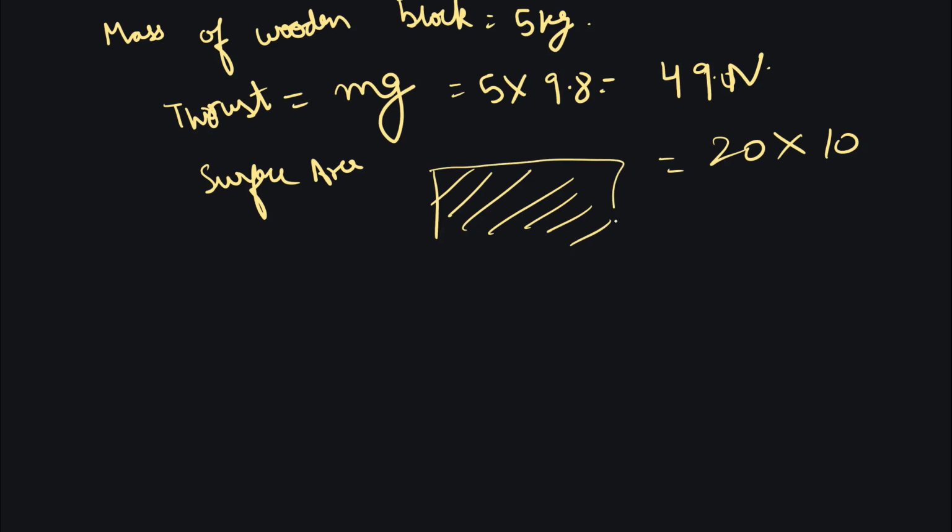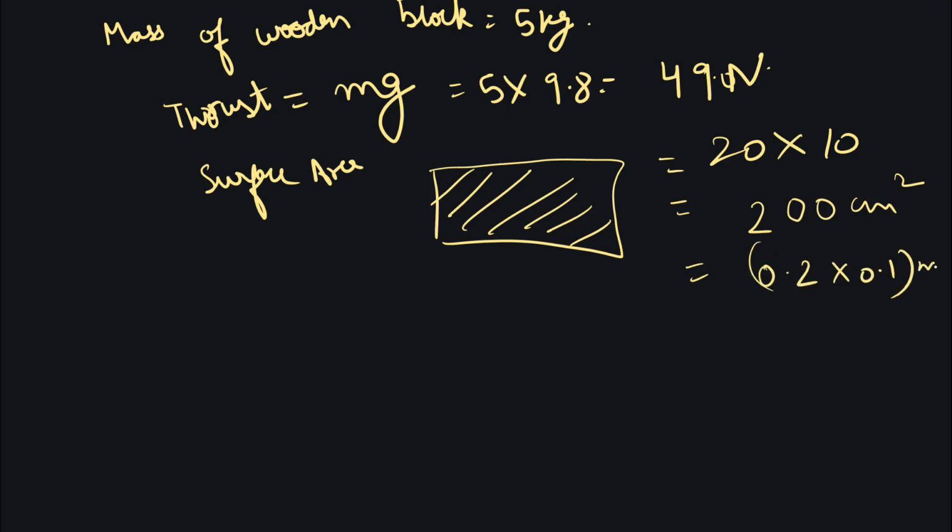Surface area is 20 into 10, equals how much? It is in centimeters, right? 200 centimeters square. And now you need to convert it into meter square. How much does it come out to be? 0.2 into 0.1 meter square, right? It is equals to 0.02 meters square.